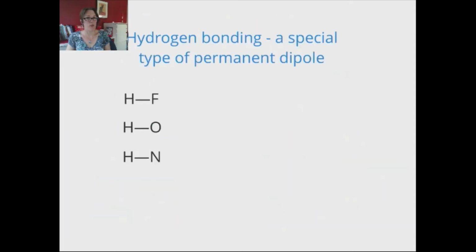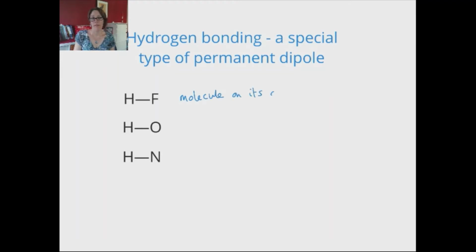In fact, hydrogen bonding is what we're going to look at next. So hydrogen bonding is just a special type. It's like an extreme example of a permanent dipole attraction. So where you're going to find it?